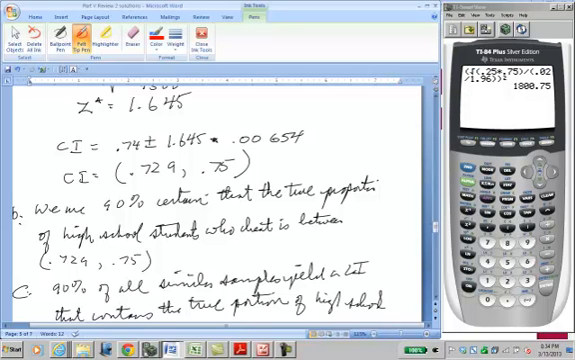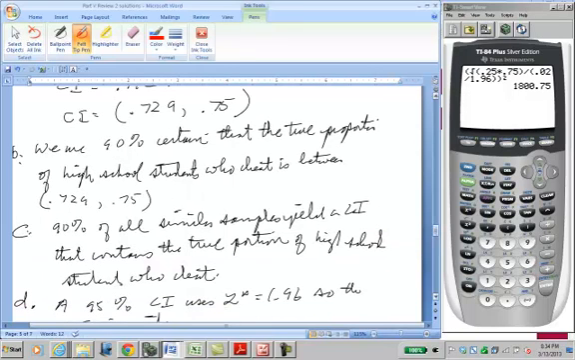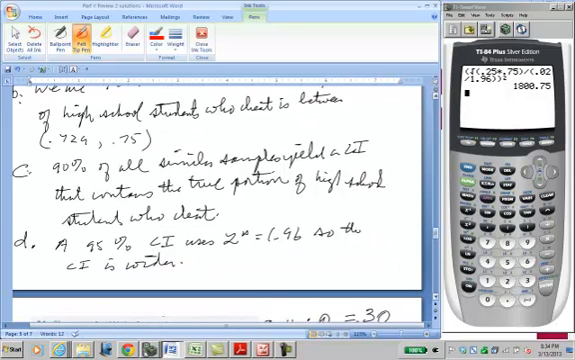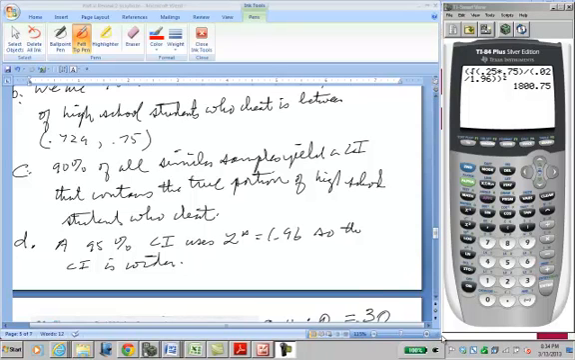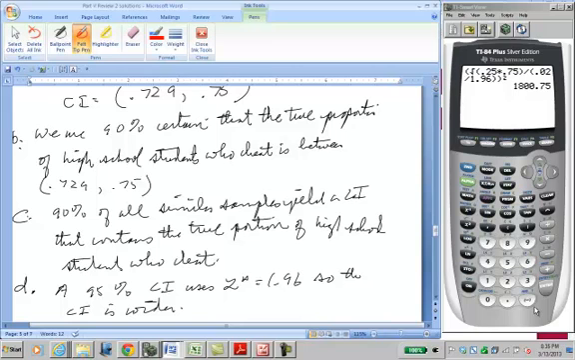Now we're going to interpret the level of confidence. 90% of all similar samples using the CI contain the true proportion of high school students who cheat. Okay, now if we had a 95% confidence interval, the Z-star would be 1.96, bigger, so the confidence interval is wider. All right, so that's it.